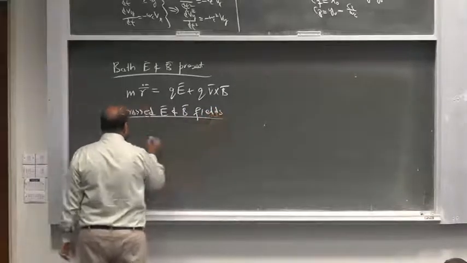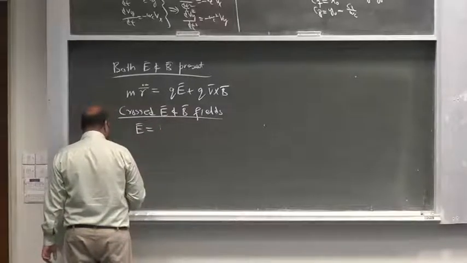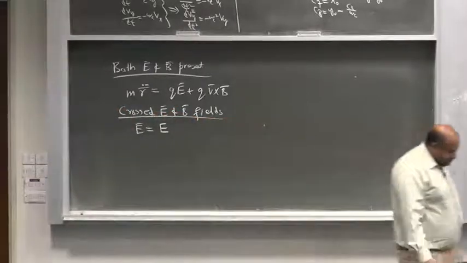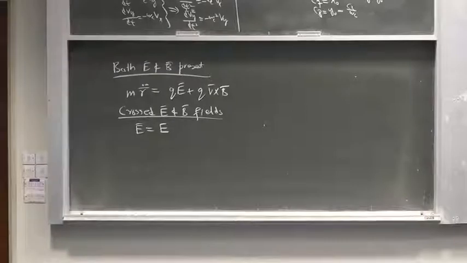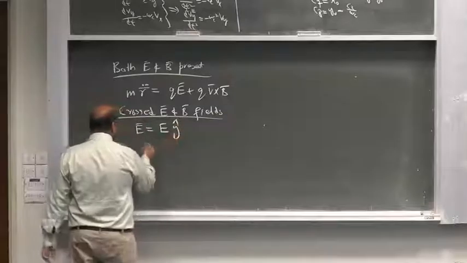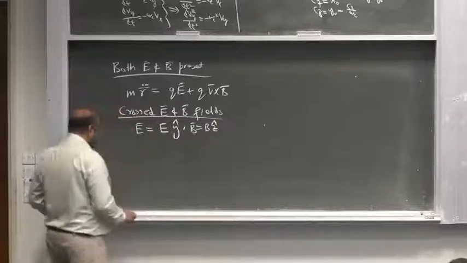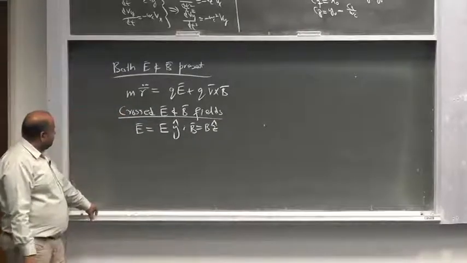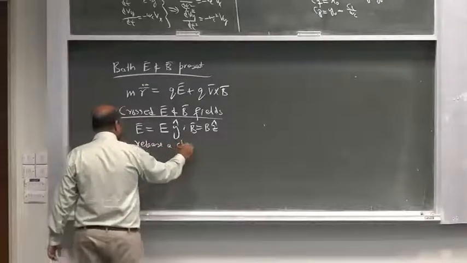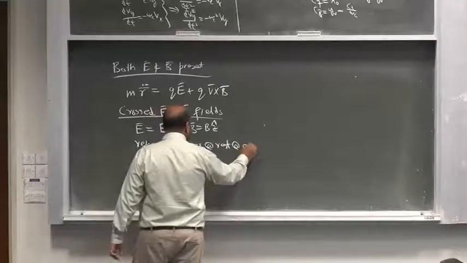So let's assume that we have an electric field along, let me see what I have in the notes, so we can take that y axis, and suppose we have a magnetic field along z axis. And suppose we release a charge at rest at origin.